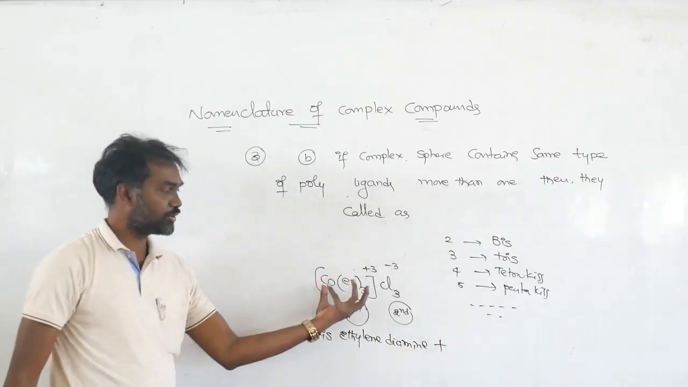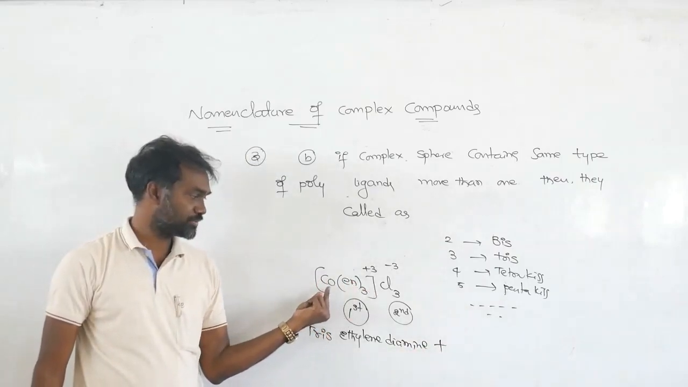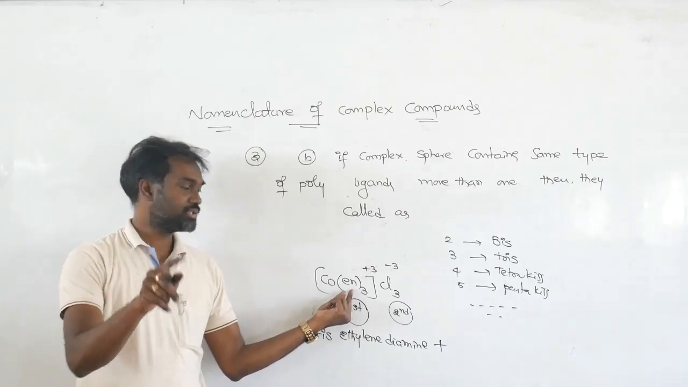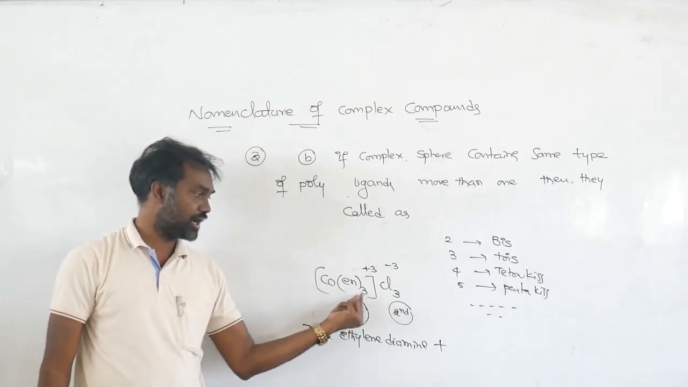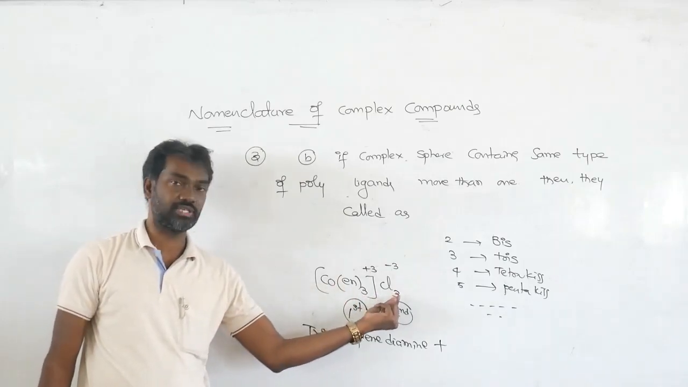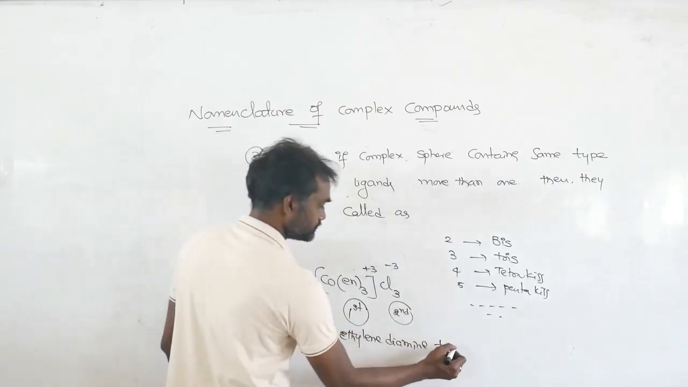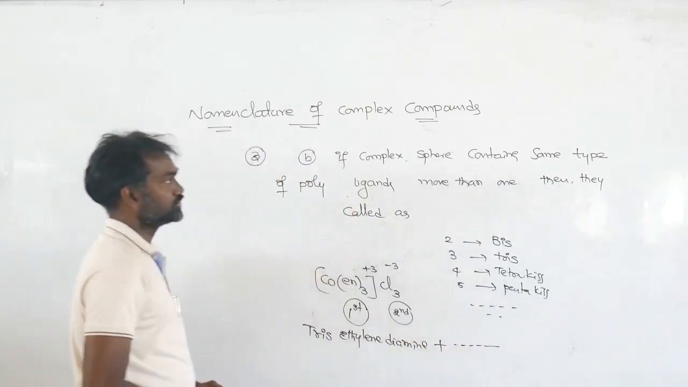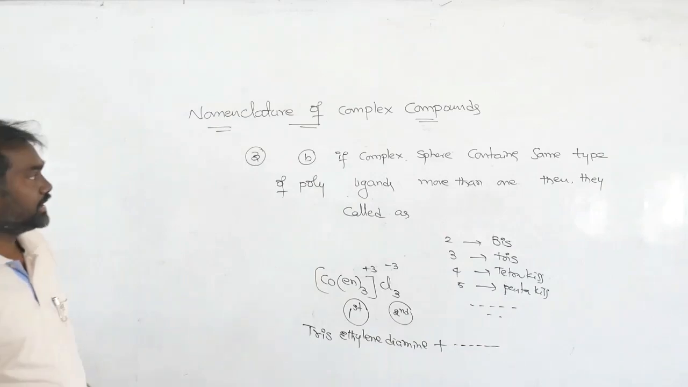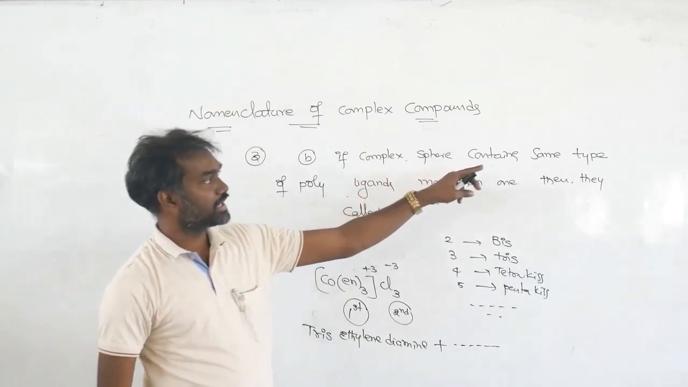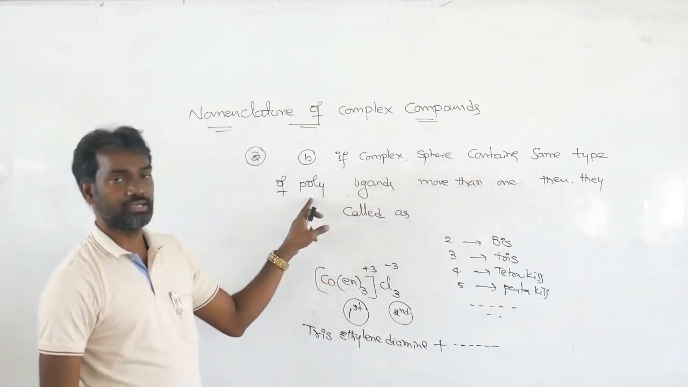So we discuss the complex sphere only. In the complex sphere, metal and ligands are there. First you discuss the ligands, after that the metal, and the negative charge comes last. Next, if the complex sphere contains different types of ligands.